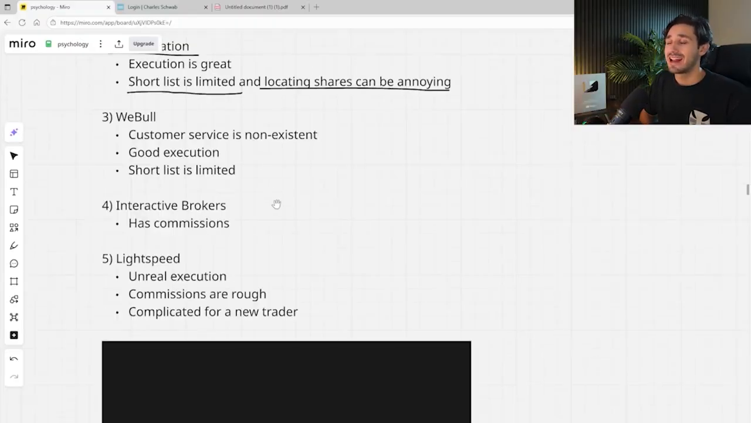Interactive Brokers, it has commissions. So if you're in a country where you don't have access to any of these other platforms, Interactive Brokers is fine. However, it has commissions, and I know the platform isn't very intuitive.